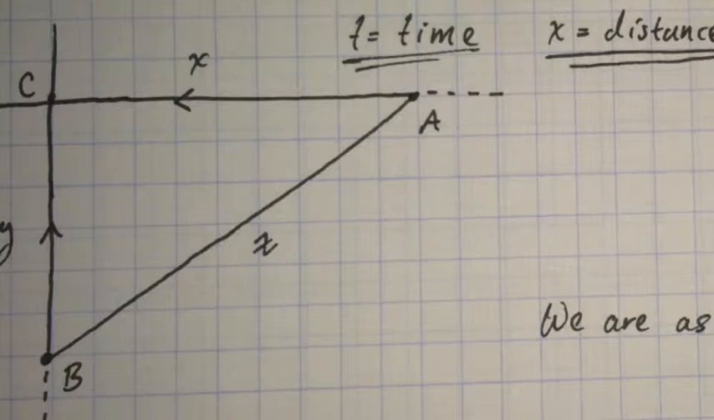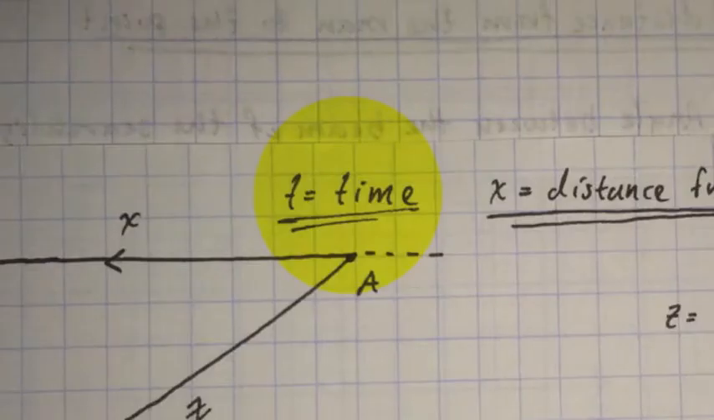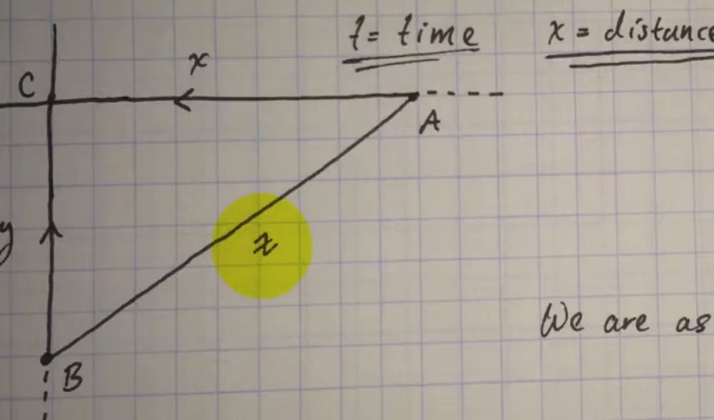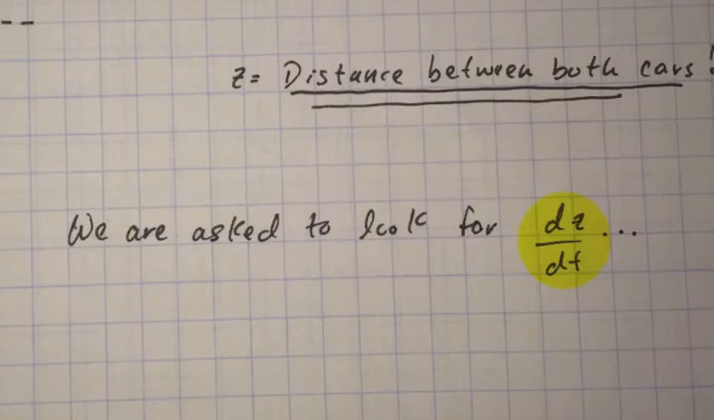So as you can see from my little visual here, I have everything mapped out. We have x is the distance from car A to point C. C is the intersection of the two roads that you can see right here. y is the distance from car B to point C. And we're finding it with respect to t equals time. And z is the distance between both cars. We're asked to look for the derivative of z with respect to t.